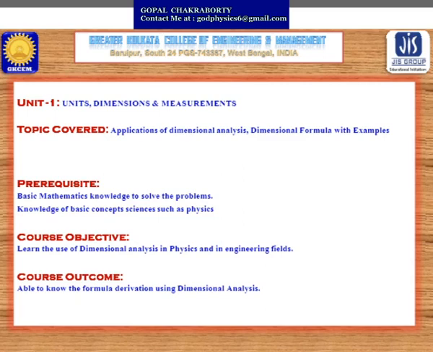So the prerequisites for this class are basic mathematics knowledge to solve the problems, and knowledge of basic concepts of science such as physics. The course objective is to learn the use of dimensional analysis in physics and engineering fields. So after completion of this course, students will be able to know the formula derivation using dimensional analysis. So these are considered to be the corresponding course outcome.